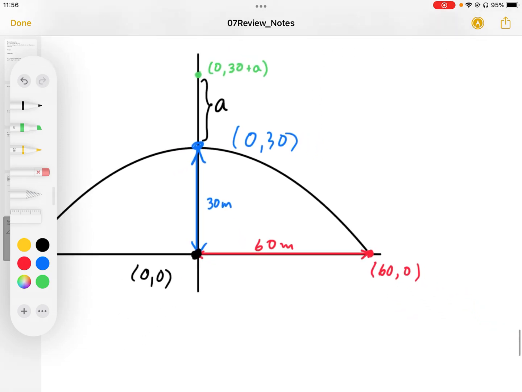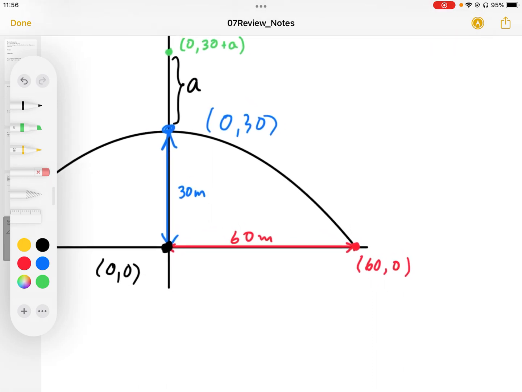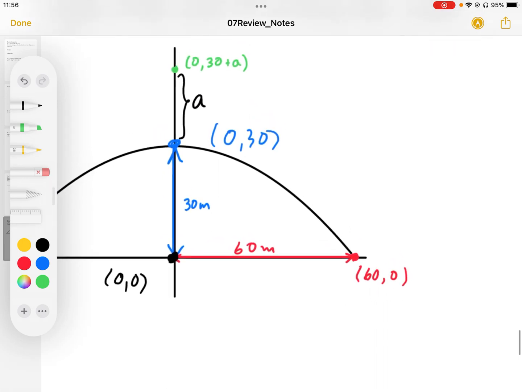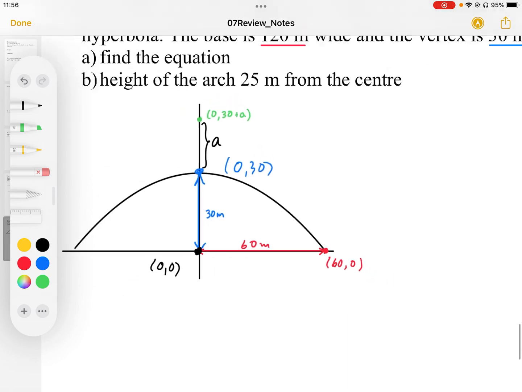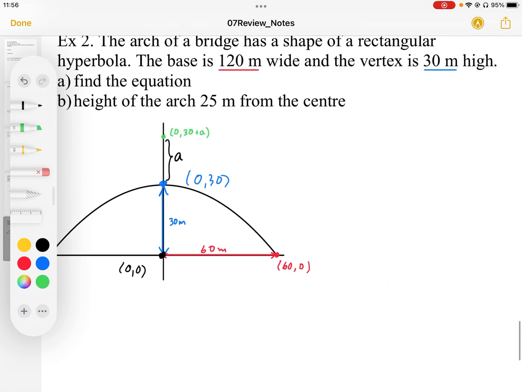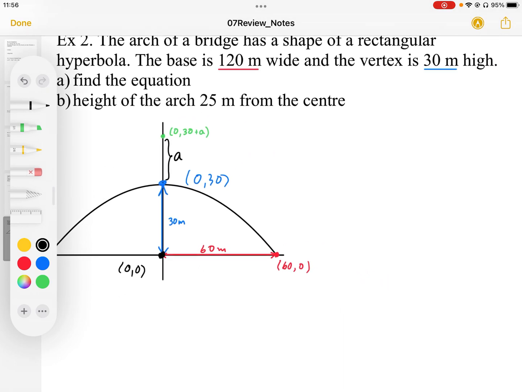We also know this fixed coordinate of 60, 0, which is that red dot, and we're going to use that to solve for our a value. So how do we set this up? Well, we need to put it into the equation of the rectangular hyperbola form. So it's going to be x squared minus y minus the vertical shift, which is going to be 30 plus a.